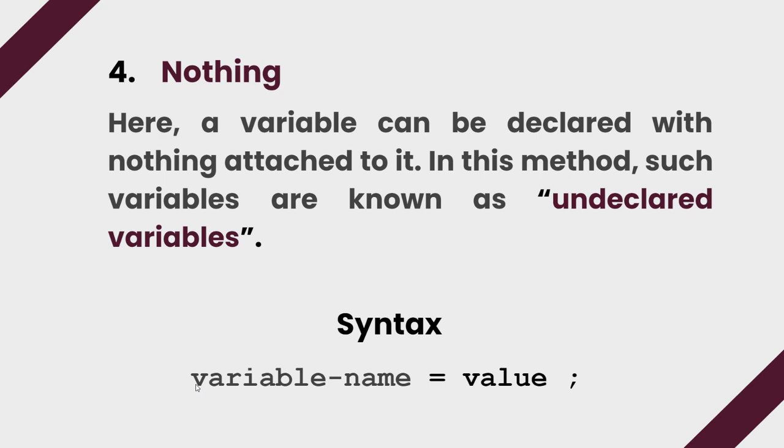So for the last section of this part, we have the nothing. Now here a variable can be declared with nothing attached to it. So this actually is possible in JavaScript and you wouldn't get any error at all. But the truth here is that when you declare a variable name without anything, it actually takes the default declaration of var. So you can say that it is equivalent to adding the var keyword at the beginning of that line.